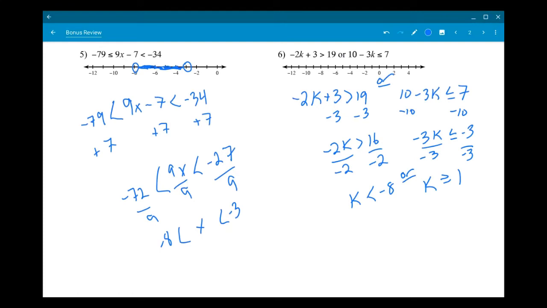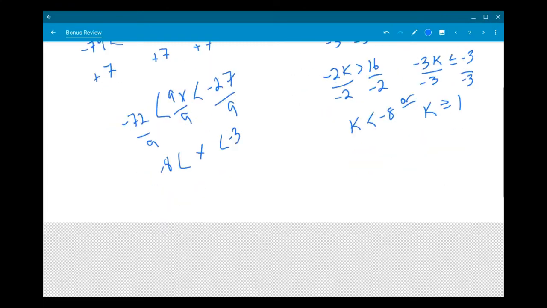Anytime you see an or, you're really just graphing both of those ranges completely independently as well. You solved them independently, you're going to graph them independently. So greater than or equal to 1 is right there. Less than 8, I'm going to use an open circle. That's right there. All right.